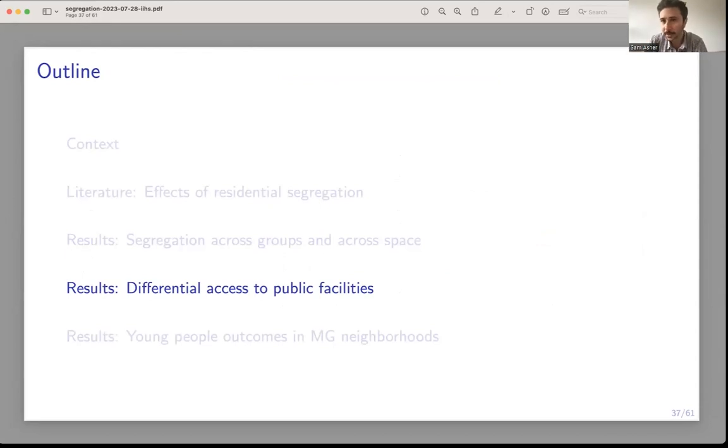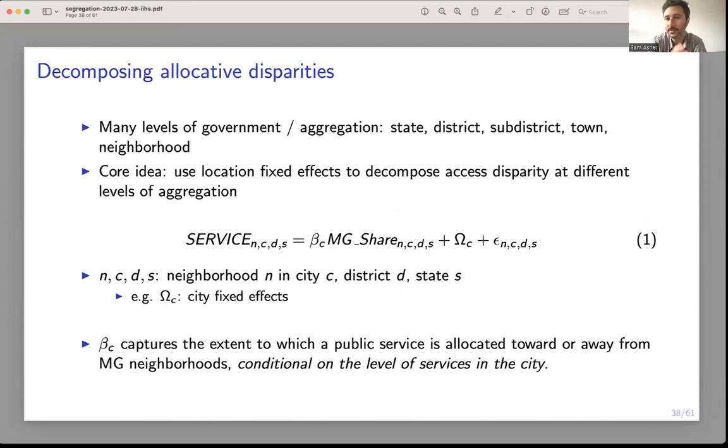Okay, let's zoom into the neighborhood level now and ask how neighborhoods with large shares of these marginalized groups look different from other neighborhoods. The way we're going to do that is run a regression that regresses, say, the presence of a service, or how many people work in this service in public schools or in public health facilities in a given neighborhood, on the share of the population in that neighborhood that is from these marginalized communities. And we're going to have different fixed effects that are going to tell us about the different geographic levels at which these disparities are appearing.